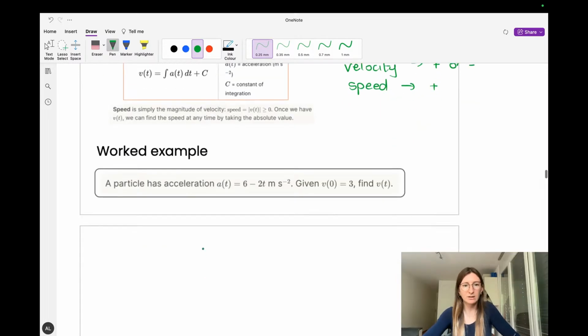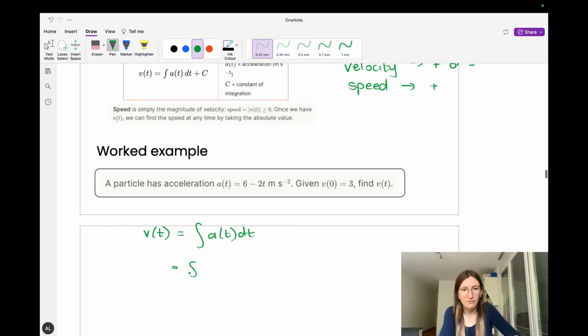All right, let's see with this one. So I have the acceleration is 6 minus 2t, and I need to find the velocity. So that means to find v of t, I'm going to need to integrate a of t. Because remember, if we're going back upwards, we are integrating from acceleration to velocity. That's going back up, so we integrate.